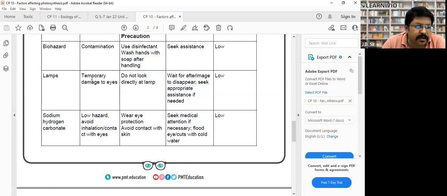Lamp, it can temporarily damage the eyes if the light is falling directly on the eyes, so for some fraction of time we can become blind, right? So that is possible. Wait for the after-image to disappear, seek appropriate assistance if needed, right? Risk management is low. Sodium hydrogen carbonate, low hazard, avoid inhalation and contact with the eyes, right? Wear eye protection, avoid contact with the skin. Seek medical assistance when you think there is some problem.